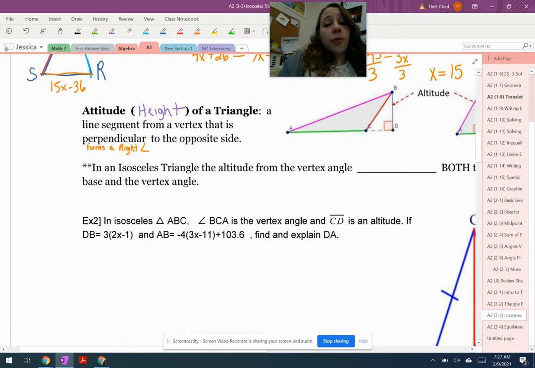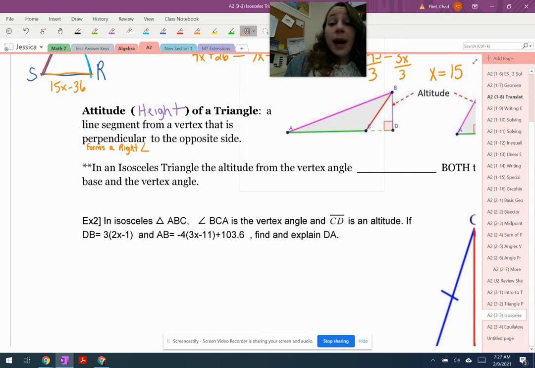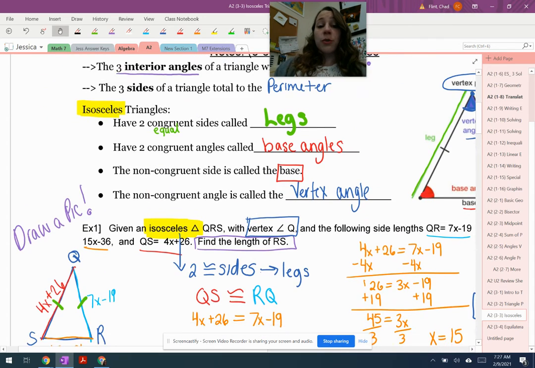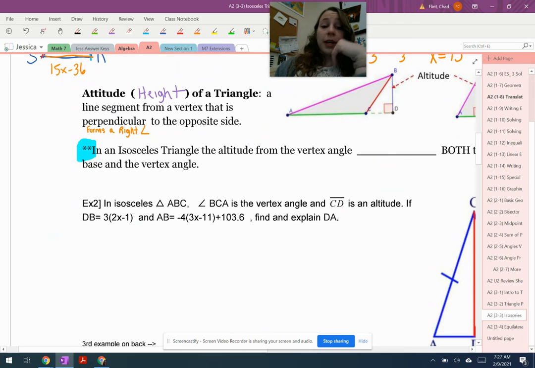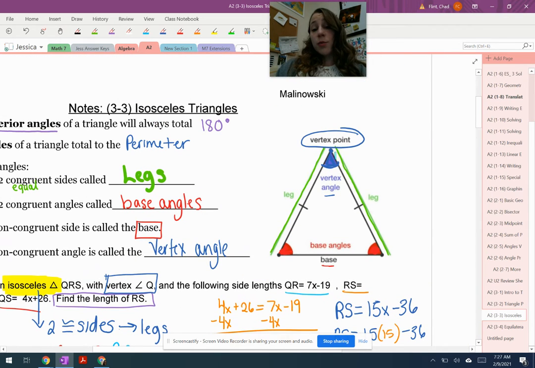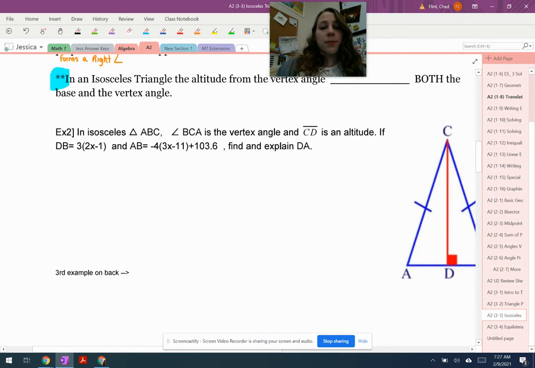What's really important about the altitude, and the piece that you're going to want to highlight, the piece that you're going to be needing to use for your practice problems, is that in an isosceles triangle, so remember an isosceles triangle has two equal sides and two equal or congruent angles. So in an isosceles triangle, the altitude from the vertex angle, remember that vertex angle was the one at the top that isn't equal like the two base angles.